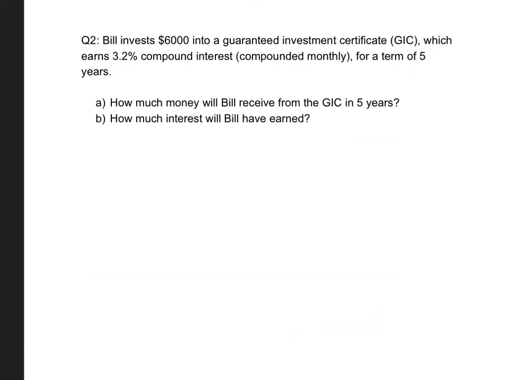Question number 2. We have Bill who invests $6,000 into a GIC, earns 3.2% compound interest. So this is right away an indication that we're going to use our compound interest formula. It's compounded monthly for a term of 5 years. Part A, how much money will Bill receive from the GIC in 5 years? So let's use our compound interest formula. P times (1 plus r over n) to the power of nt.